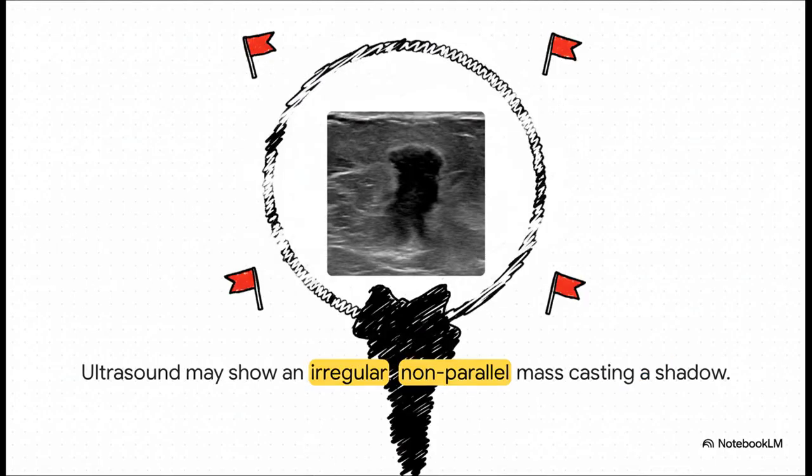Now let's switch over to ultrasound. The warning signs here look different, but they're just as clear to a trained eye. A suspicious mass is often taller than it is wide. That's what nonparallel means. It shows up really dark, and it can actually cast a shadow behind it, almost like it's blocking the sound waves. Sometimes it even has this bright, fuzzy border. All of these are major red flags.